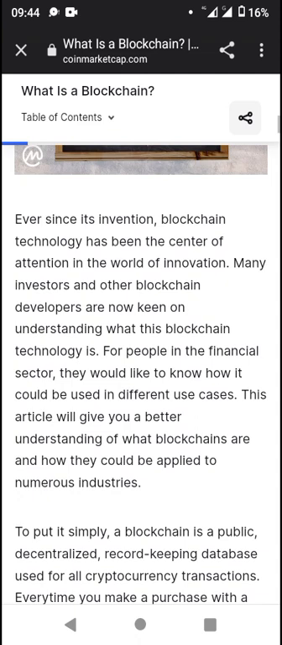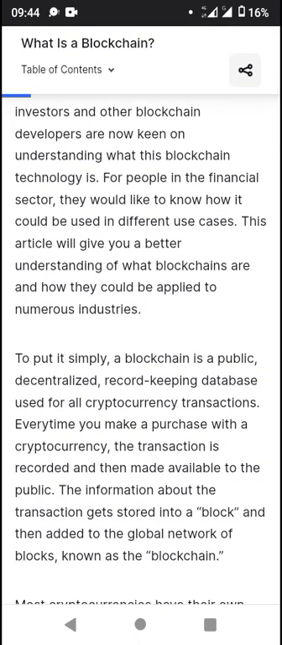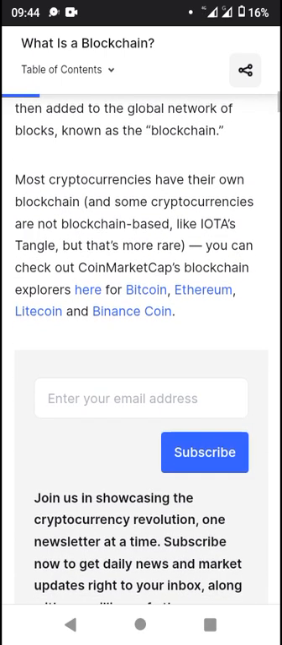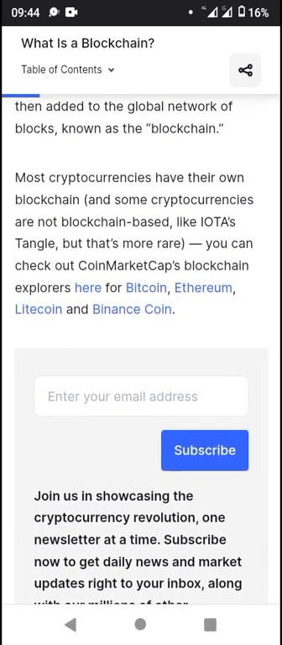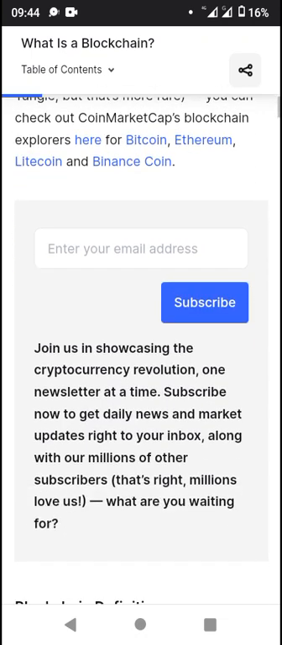It says ever since this innovation, blockchain technology has been the center of attention in the world of blockchain and innovation. Most cryptocurrencies have their own blockchain, and some currencies are now blockchain based, like IOTA, which is more rare. CoinMarketCap blockchain experience for more.